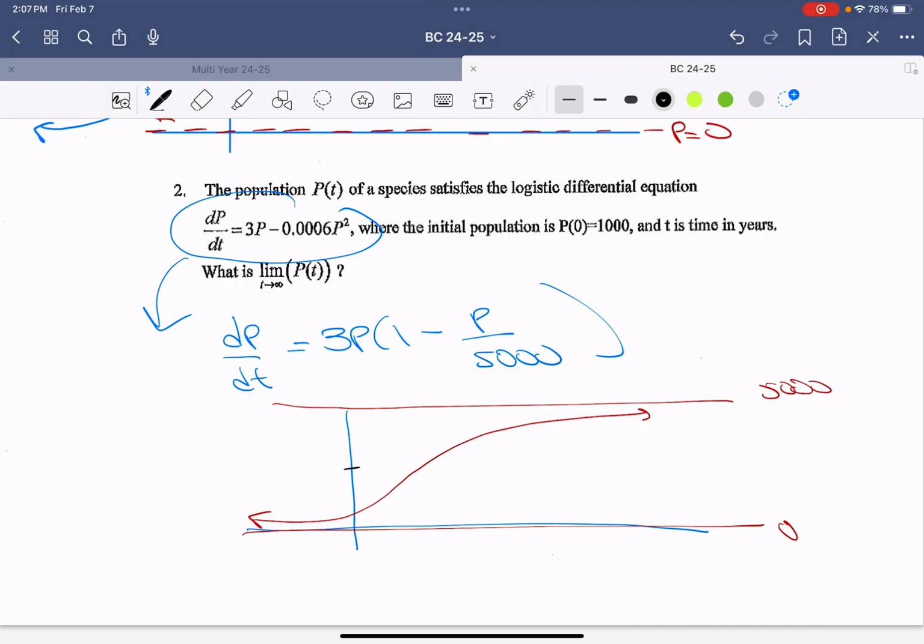Which then allows you to graph the asymptotes at P equals 5,000 and P equals 0. The point of inflection here is at 2,500. And I guess we can say here P of 0 is 1,000. That means this value is 1,000 if I wanted to put more information. Okay, and here's what is the limit as t approaches positive infinity of the population? Well, the population is approaching 5,000. Okay? So that was logistic differential equations.